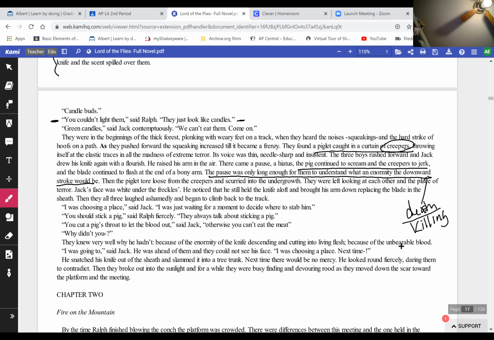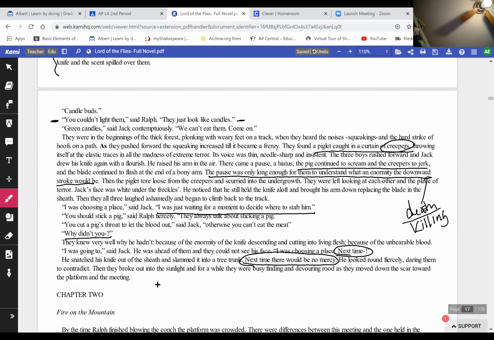And then what we get is this where he's going to have to justify himself. And Ralph questions him. Why didn't you? "They knew why. 'I was choosing a place next time,' he said." And next time there would be no mercy. And this is really the part with Jack.